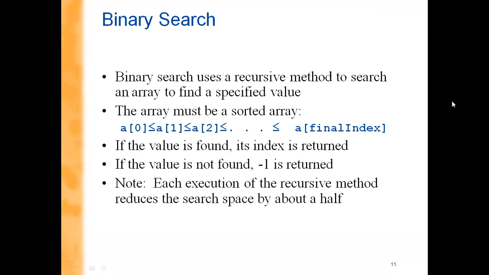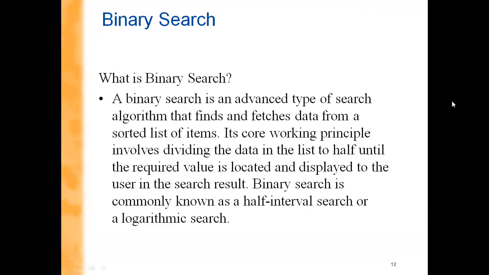And after that, we are moving towards binary search. Binary search uses a recursive method to search an array to find a specific value. The array must be a sorted array. Binary search will apply only on a sorted array. That means the elements are arranged in increasing order. If the value is found, the index is returned as in linear search. If the value is not found, it will return -1. Note, each execution of the recursive method reduces the search space by about half.